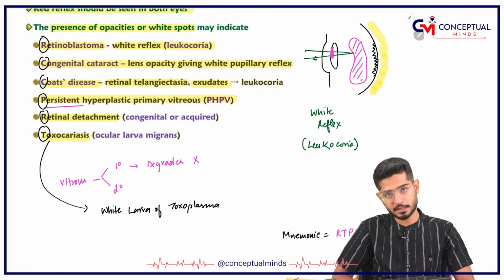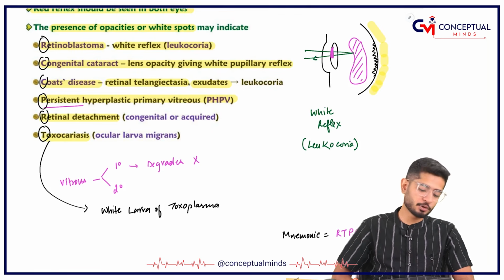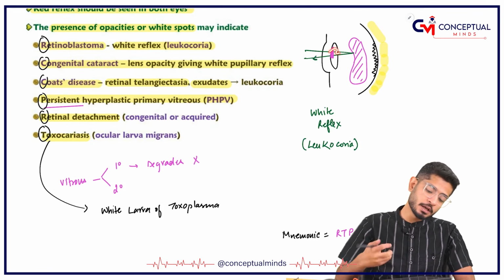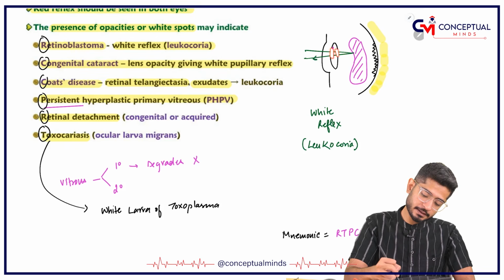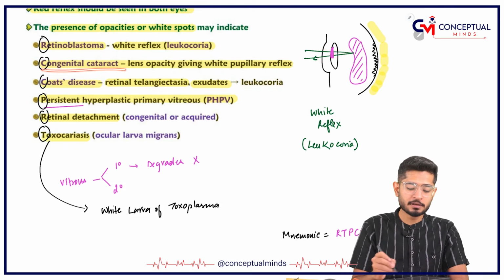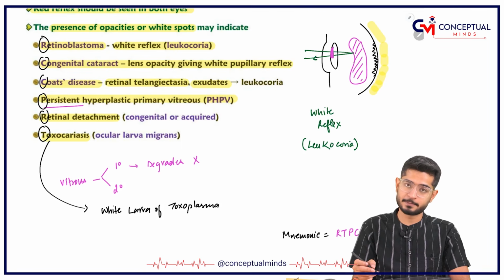Now retino means retina, blast means retinal cells, blastoma means tumor. So there is retinoblastoma, where a white reflex, leukocoria, is going to be there. Congenital cataract, of course, affects the lens. The lens is going to transmit the white light back. So in congenital cataract, the lens opacity will give the white pupillary reflex.